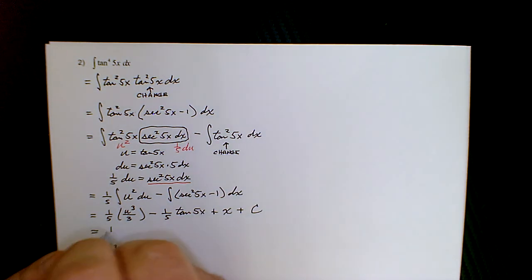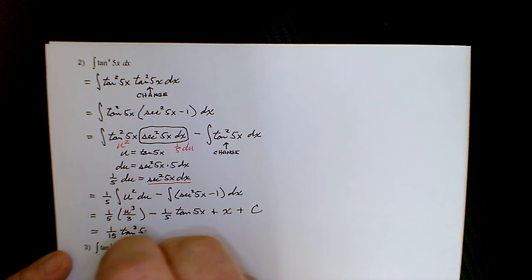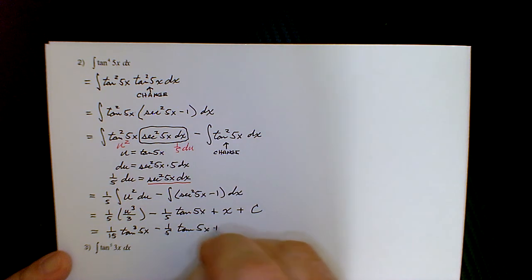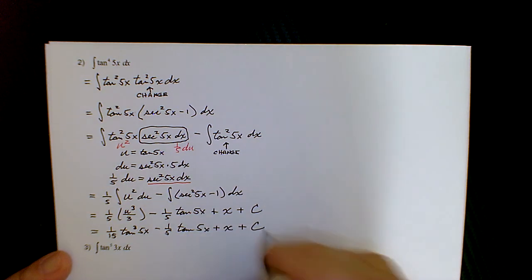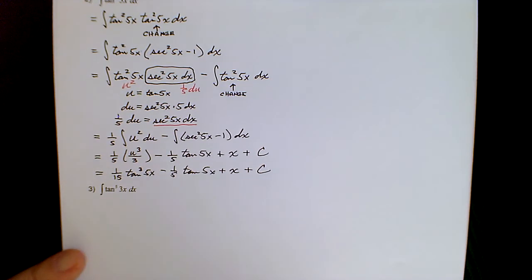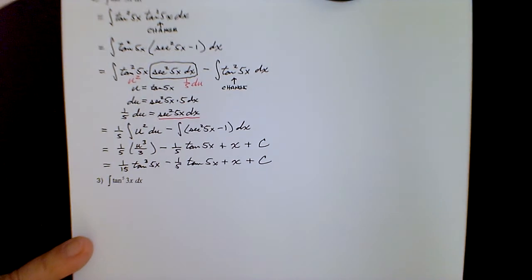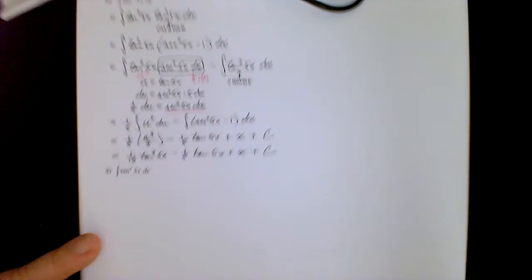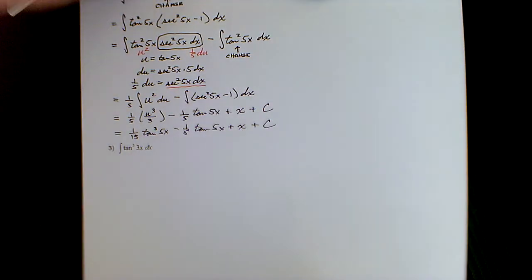So again, since there's only one u, let's back substitute. So 1/15 tangent cubed 5x and recopy the rest of this. Okay, so final example, tangent to the fifth of 3x.